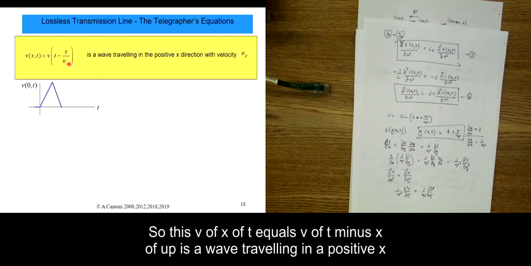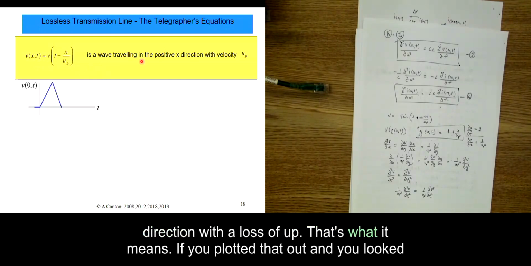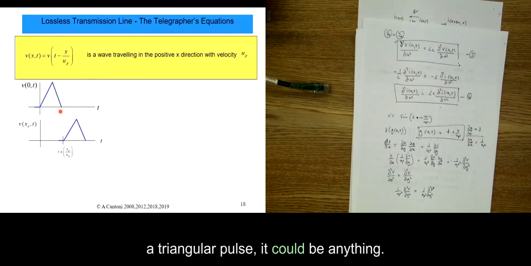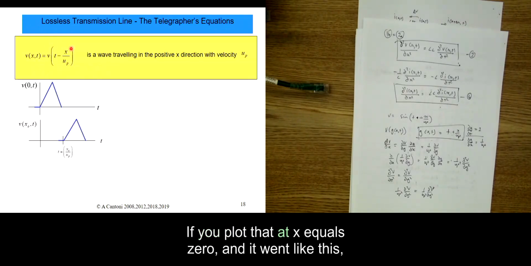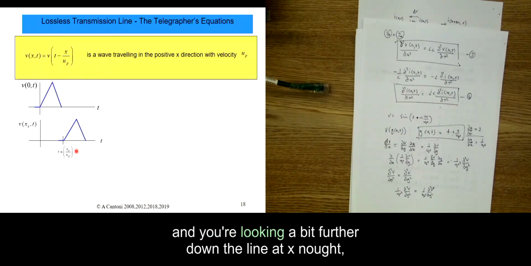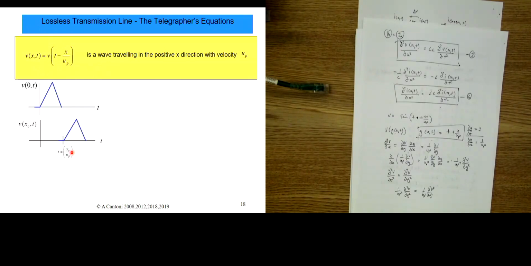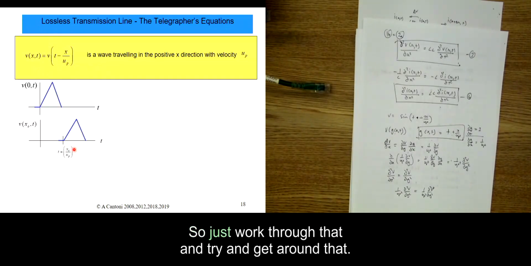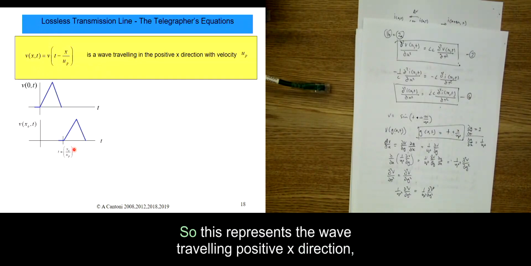So v of x and t equals v of t minus x on UP is a wave traveling in the positive x direction with velocity UP. That's what it means. So if v had this shape form, a triangular pulse, could be anything, and you plot that at x equals 0 and it went like this, and you're looking a bit further down the line at x naught, then that pulse would come to x naught a little bit later, right? So just work through that and try to get your head around it, so that this represents a wave traveling in the positive x direction.